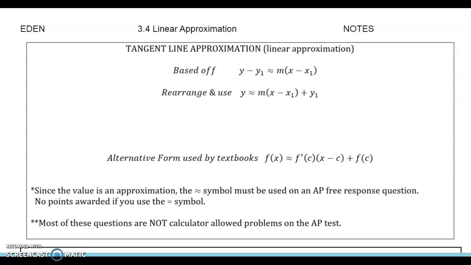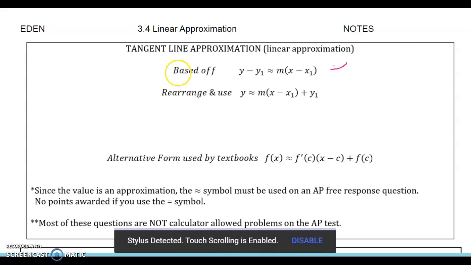Okay, so the next topic is kind of different. It's called linear approximation, or tangent line approximation, or local linear approximation. They're all kind of the same idea though. The idea is based off the equation of a tangent line, which we just discussed, okay?